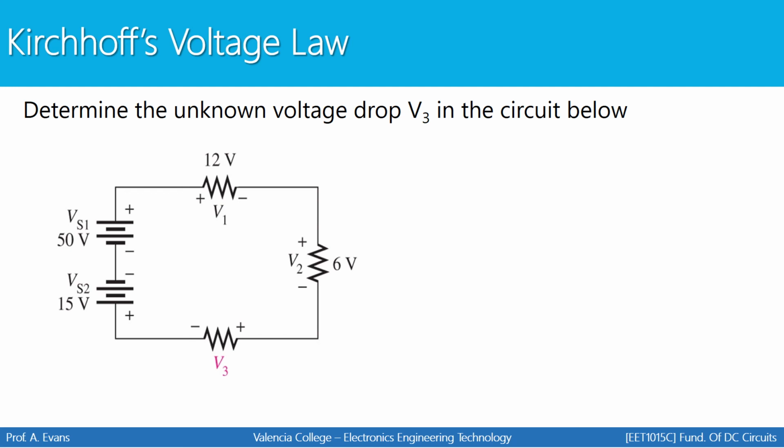Next, we're going to do another example of KVL. We're going to use this circuit shown on the screen, and we're going to determine the unknown voltage drop, V3, in the circuit below.